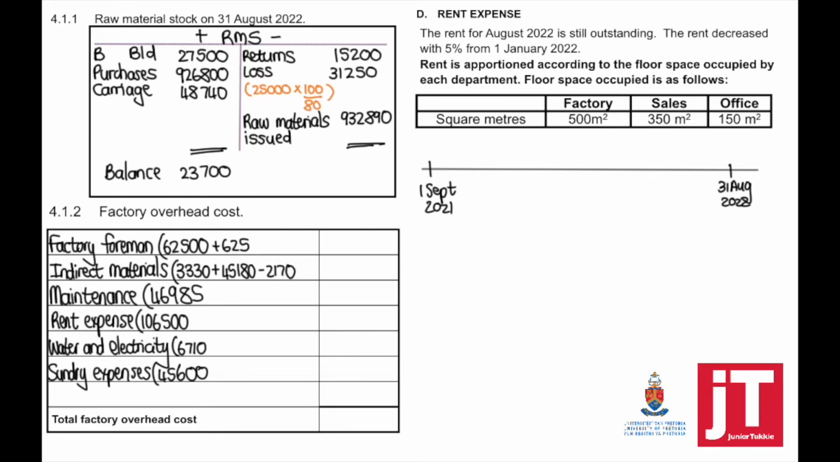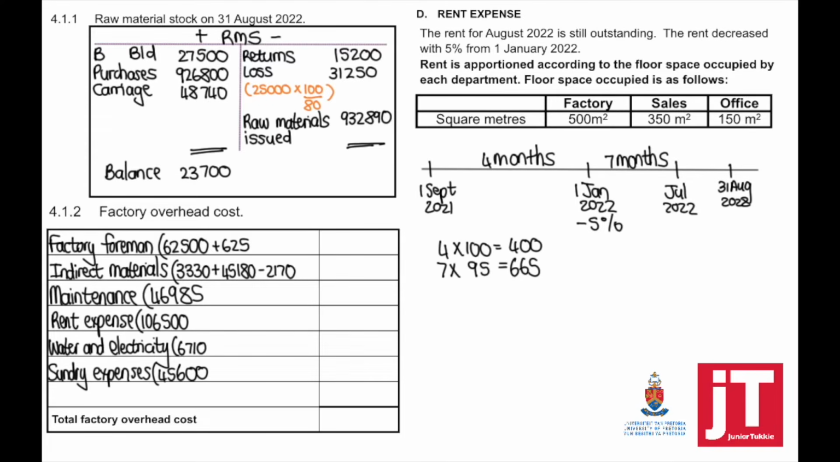If our accounting period ends 31 August 2022, it means it starts the 1st of September 2021. The rent decreased with 5% from 1 January 2022. So for 4 months, it was at 100%, and then for 7 months, it was at 95%, 100 minus 5. Don't just add it. You're so used to just always the percentage increase. In this case, it decreased.